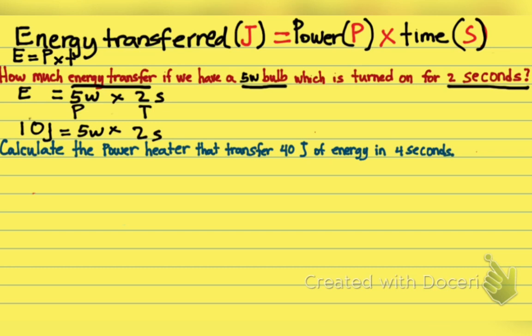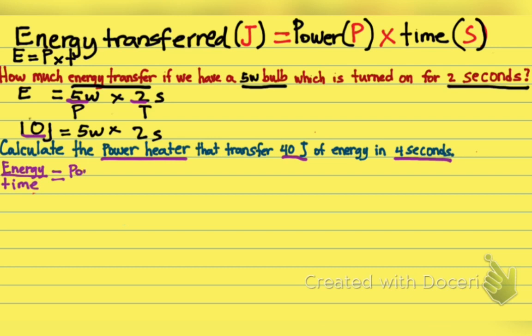Let us calculate the power of a heater that transfers 40 joules of energy in 4 seconds. What I am going to do here, step 1, is underline the important information. We have the power, the energy transferred, and the time, which is 4 seconds. So we are asked not to calculate the energy, but to calculate the power with given energy and given time. But how are we going to calculate the power? To get power, we divide energy over time.